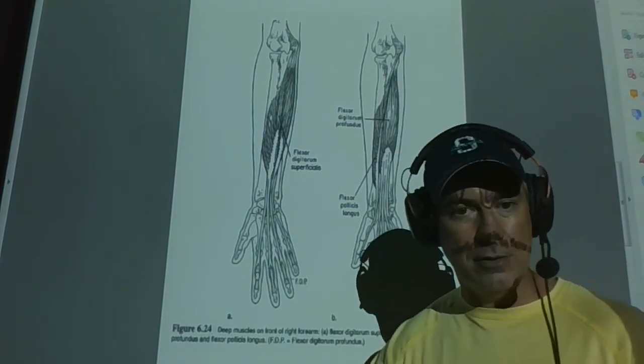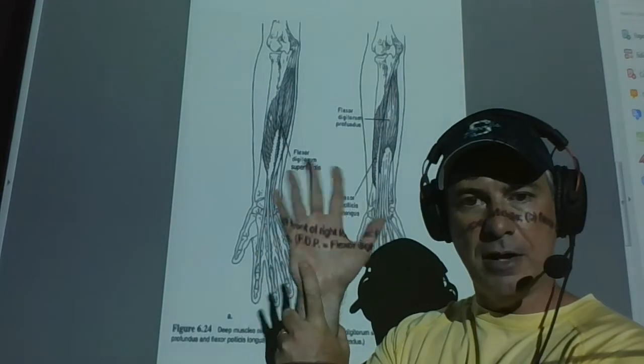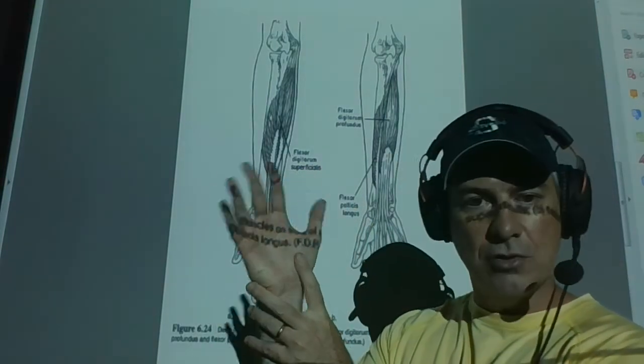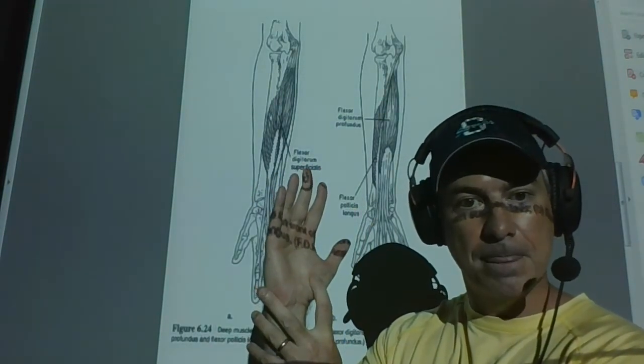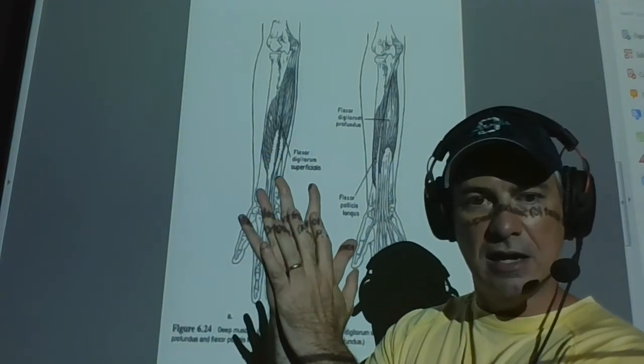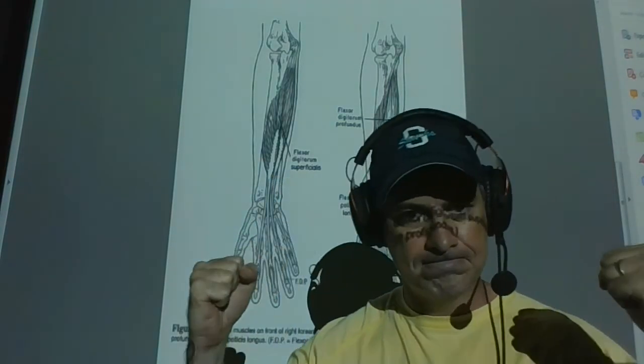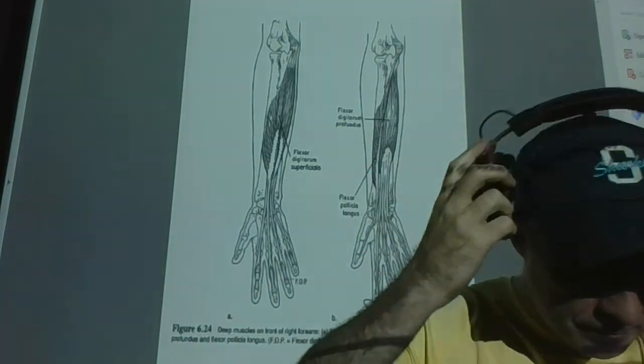All right, anterior compartment muscles: palmaris longus, flexor carpi ulnaris, pinky side, flexor carpi radialis, thumb side, flexor digitorum superficialis, and flexor digitorum profundus. Got it? All right, let's move on.